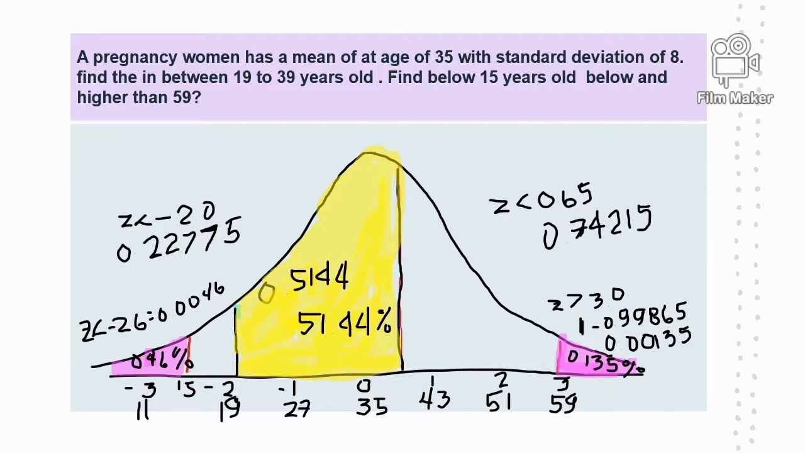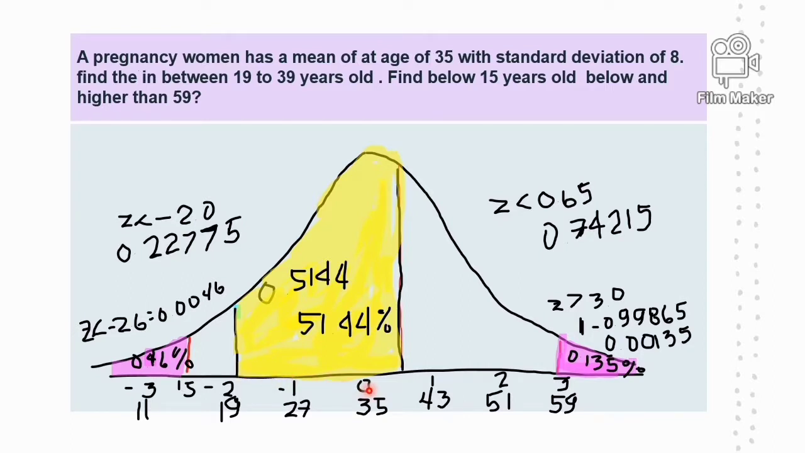Ages 19 to 39 years old. Find below 15 years old and higher than 59. So first, we will draw the bell-shaped curve. So we have 0, 1, 2, and 3, and then negative 1, negative 2, and negative 3. So first, we will use the age of 35 with a standard deviation of 8.